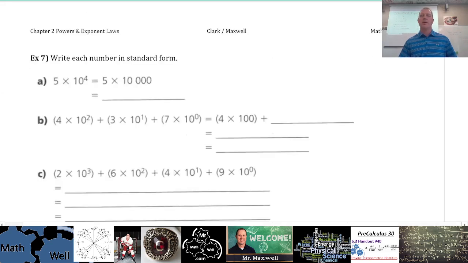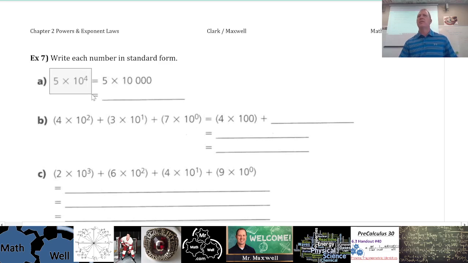Okay, one more thing we want to cover in this section here is standard form. Now this is a little bit of a different way of putting this. This is like expanded form, I believe it's called. Also this is sort of an introduction as well to scientific notation.